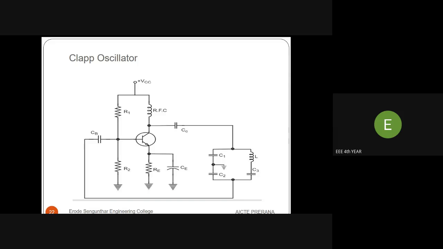Now let us see the analysis of the Clapp oscillator. First, we see the frequency of oscillation of the Clapp oscillator. The general equation for an LC oscillator is Z1 plus Z2 plus Z3, the term multiplied into hie, plus Z1 into Z2, this term multiplied into 1 plus hfe, plus Z1 into Z3 is equal to 0.